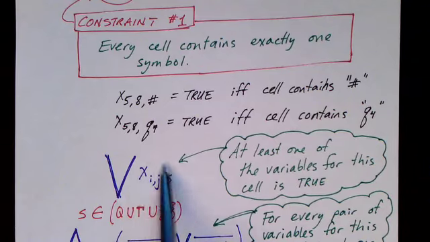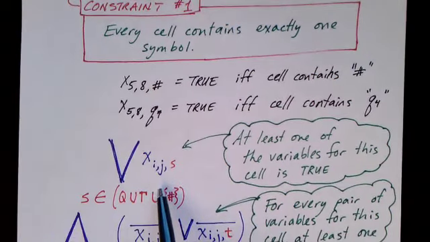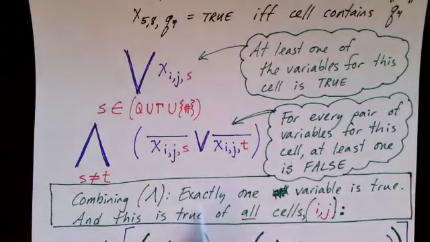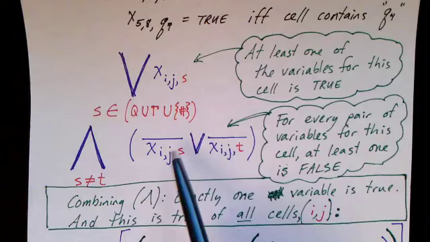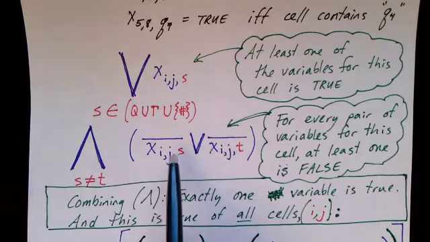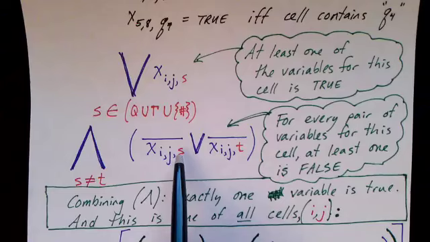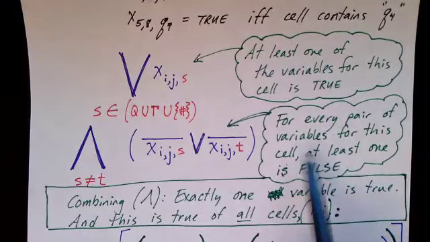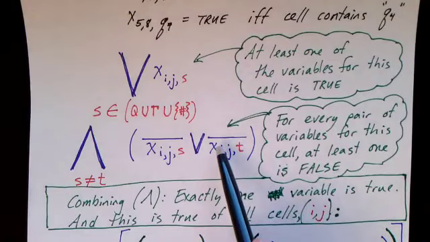So this is essentially all of the variables x in the equation involved in this. And so for a given i and j, every cell should contain only one symbol. And we can express that differently. For every pair of variables for this particular cell, at least one of them must be false. We can't have two of them that are true. That would mean the cell contained two symbols at the same time.